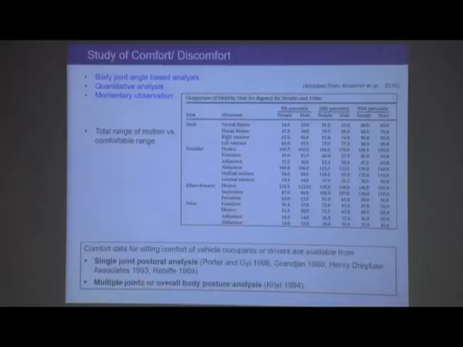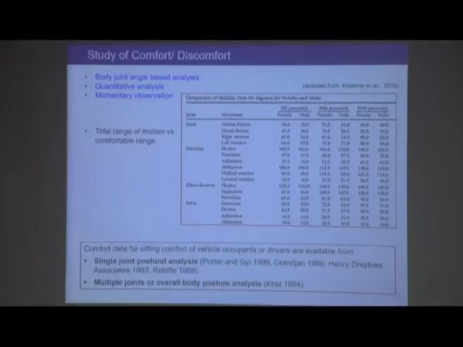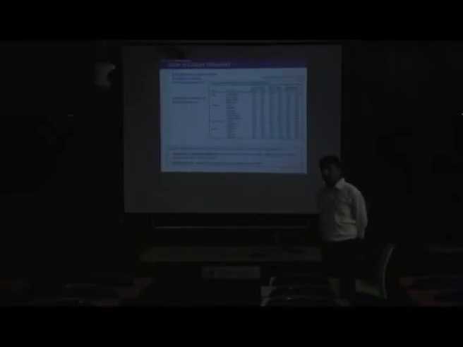But there is also multiple joint or overall body posture analysis from Christ 1994. So, based on various different joints in our body, we can calculate whether that posture is comfortable or not. So, this type of databases are available. We can use those databases for our comfort evaluation purpose.